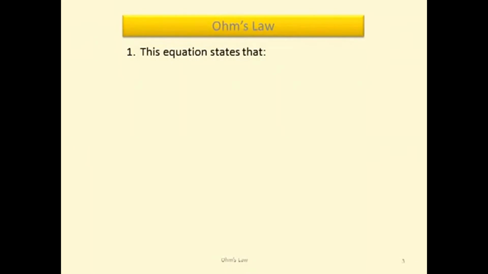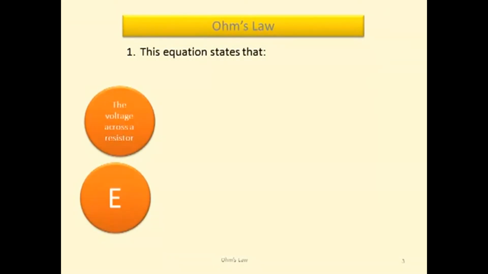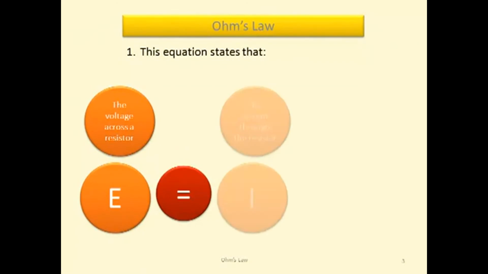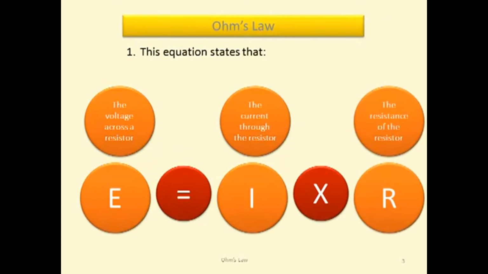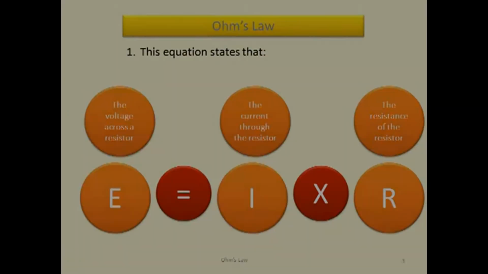This equation states that the voltage across a resistor E is equal to the current through the resistor I times the resistance of the resistor R.